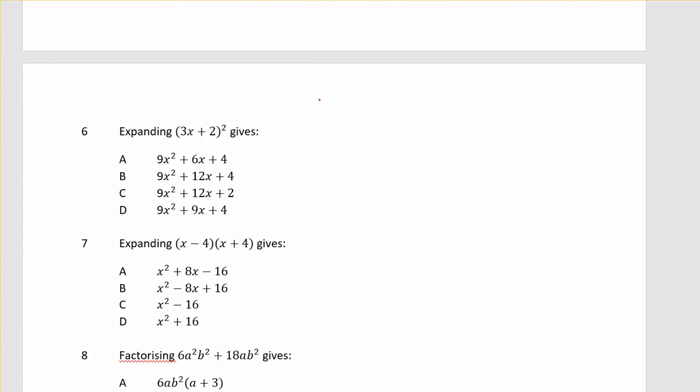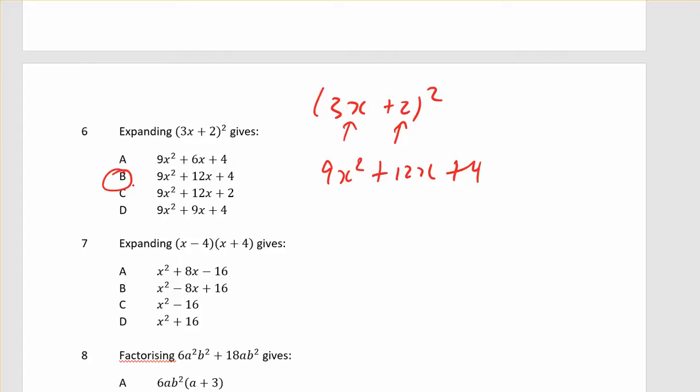Now, this is a perfect square expansion, so 3x plus 2 squared. I have my first term and my second term inside a square bracket. So what I do is I square the first term, so that's 9x squared. I multiply the first term with the second term, so 3x times 2 is 6x, and it doubles that. So that should be 12x. And I square the last term, so 2 squared is 4. So that should give me an answer of B.